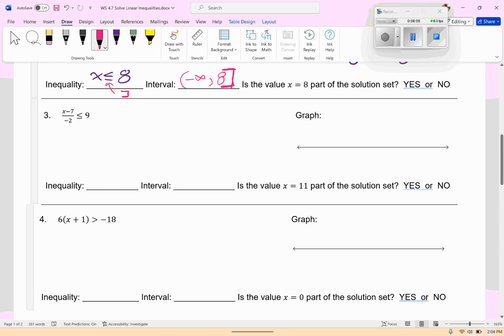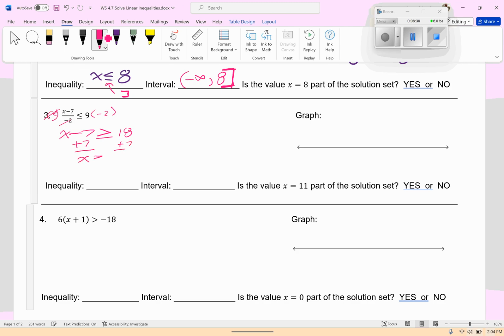Okay, so for problem number 3, multiply both sides by -2. Those cancel each other out. I'm left with x minus 7. Did I multiply or divide by a negative just now? Multiplied. Multiply by a negative. That sign's got to flip over. Okay? Then add 7 to both sides.